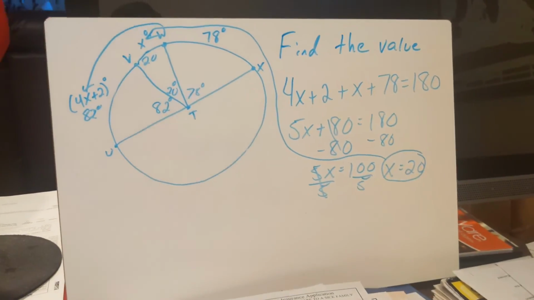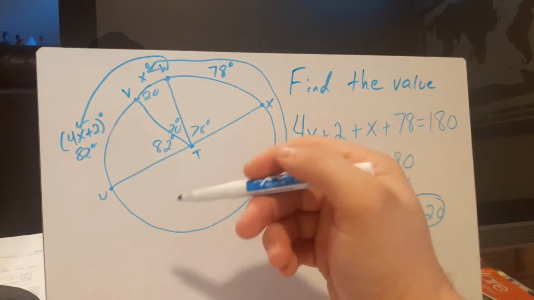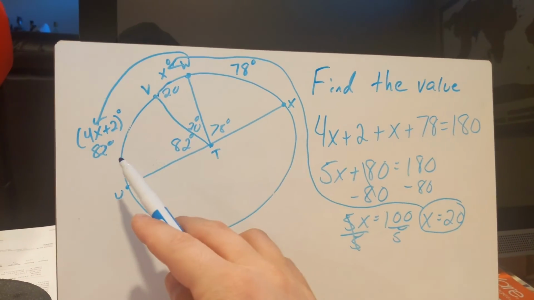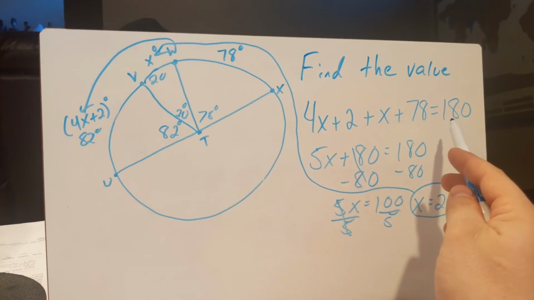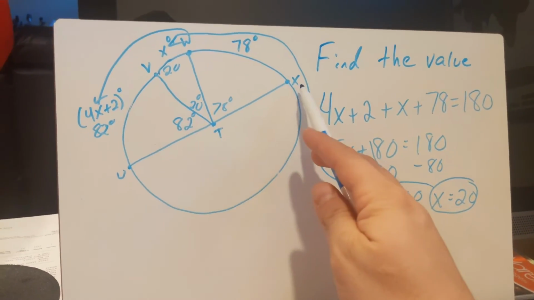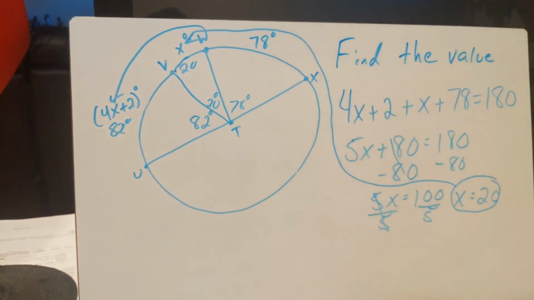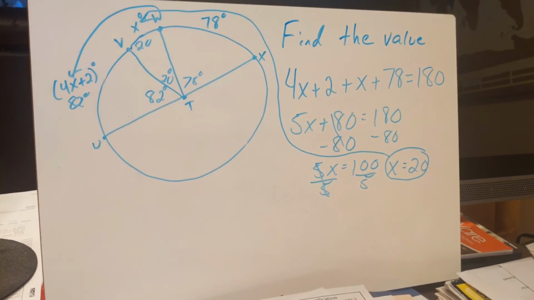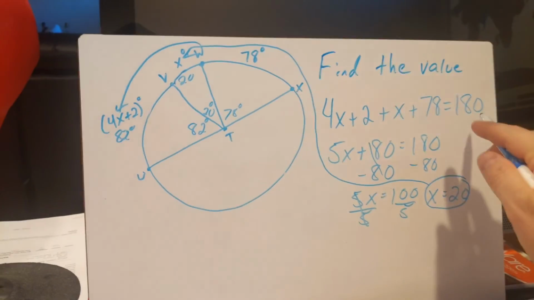Very simple. Now, let me go a little bit slower and go over it again. We just find the value of x. We did 4x plus 2, x, and 78. We put them all together and it equals 180 because this is a diameter. A diameter goes halfway through the circle. We know 360 degrees is a circle, so half of 360 is 180. That's how I get 180 over here.